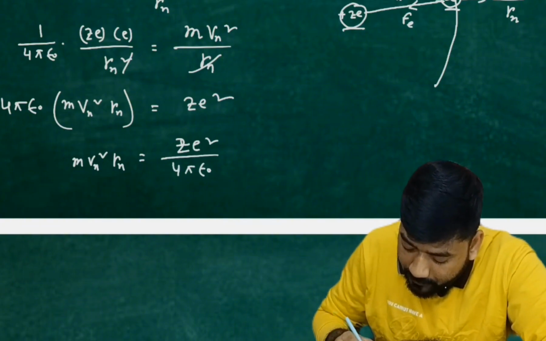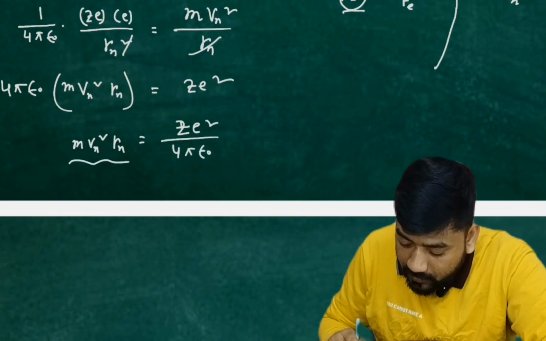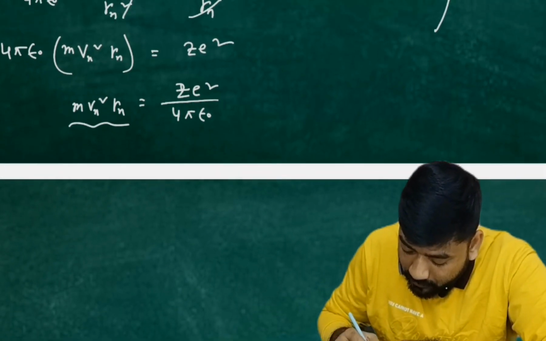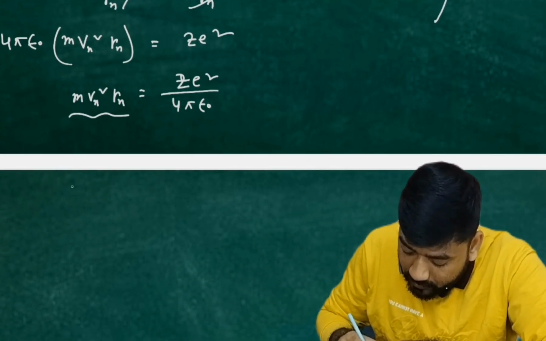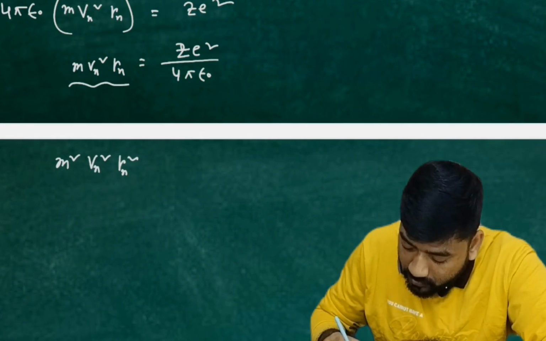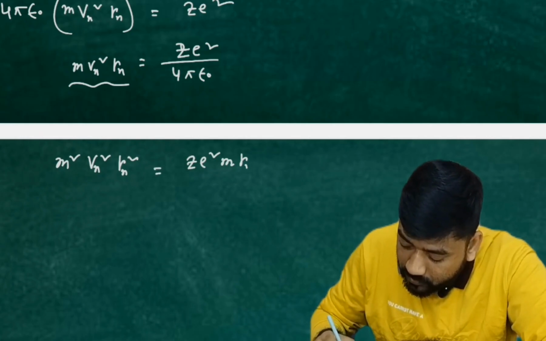Now you can see this is mVn square and Rn. So if you multiply m and Rn, what will happen here? If you multiply both sides by m, it will be m square Vn square, and if you multiply by Rn, it will be Rn square. So it will be just Z square mRn upon 4 pi epsilon naught.